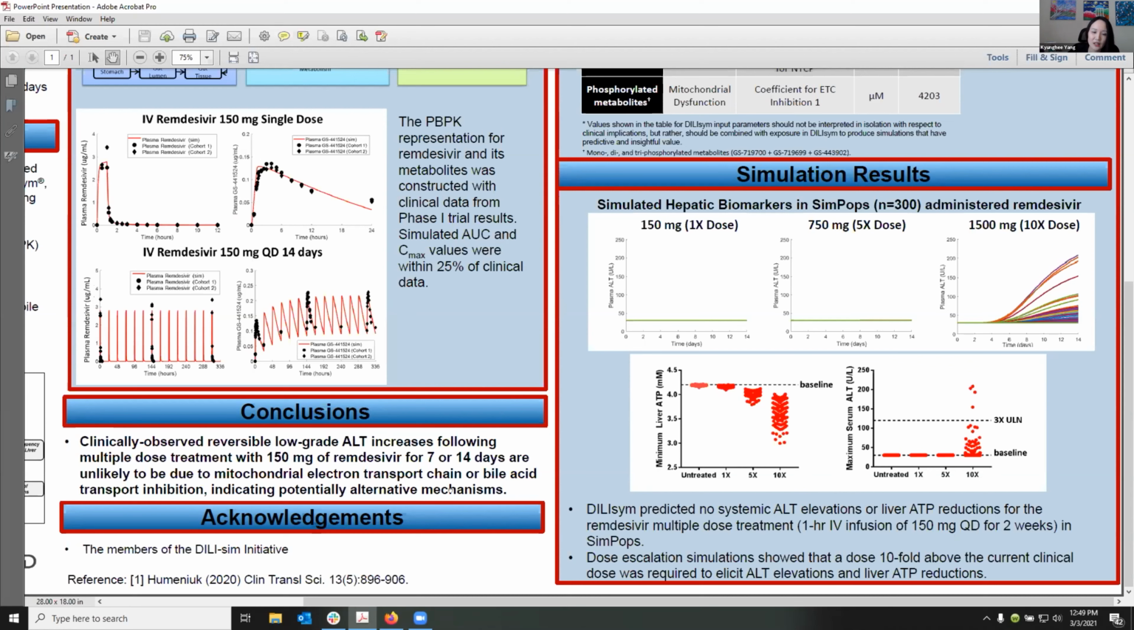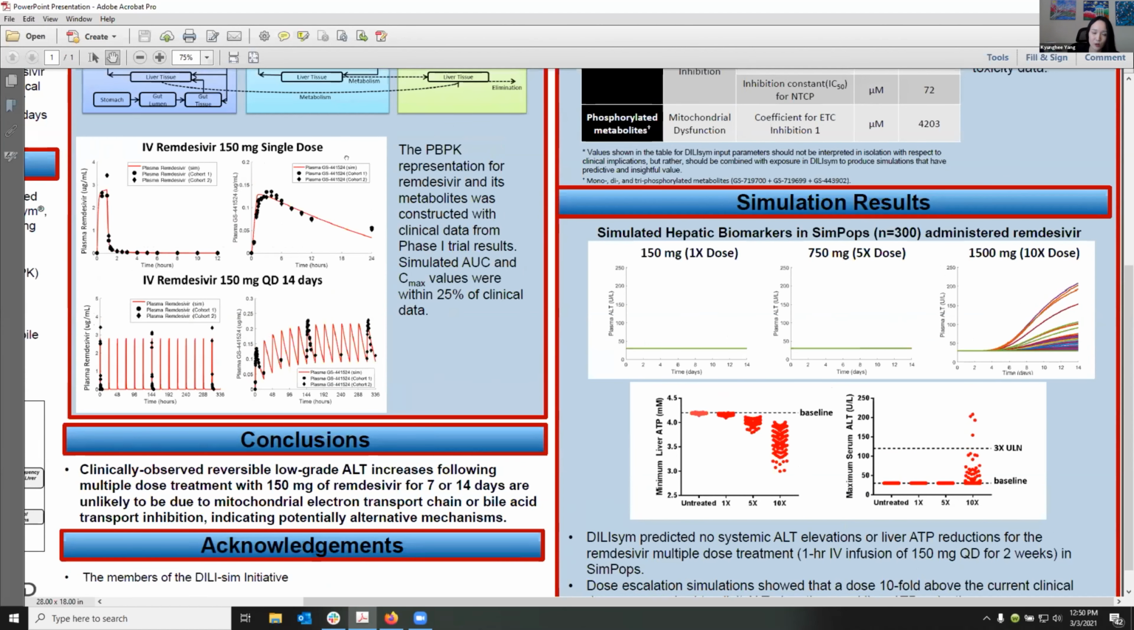And in this project, the analysis was done retrospectively to look at the mechanisms of the already observed signals. But this type of simulation can be done prospectively for prediction of first in human outcomes, because the inputs are PBPK modeling, with which you can predict first in human exposure, and all the toxicity mechanism data are coming from human-derived in vitro systems. So with that, thanks for your attention.